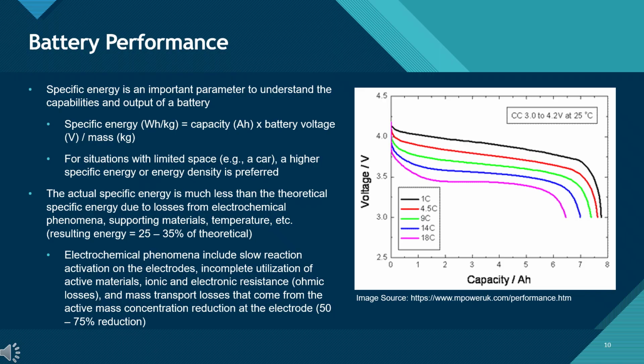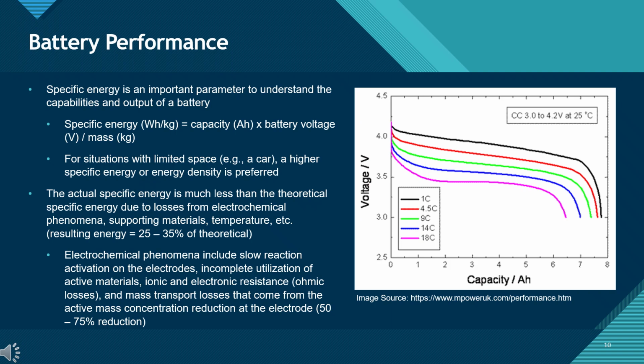Battery performance measured by specific energy. Specific energy indicates the amount of energy a battery can provide per unit of its weight. It's calculated by multiplying capacity by voltage, then dividing by mass, and it's especially important in applications like electric cars, where saving space and weight is crucial.